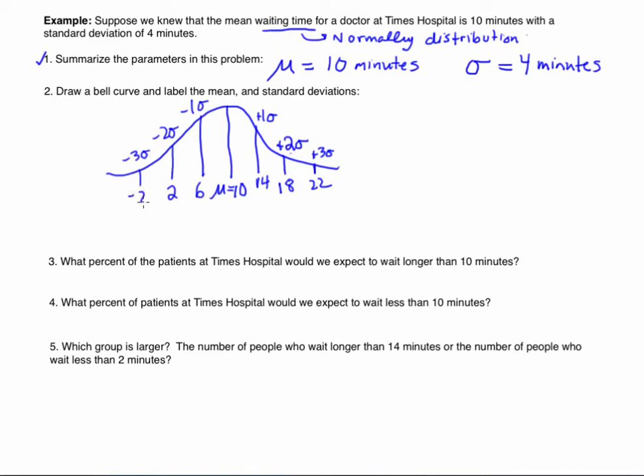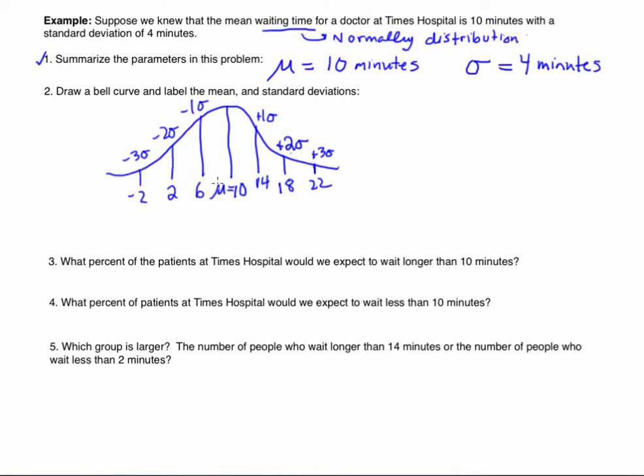This isn't very practical, is it? It's not going to make sense to have a waiting time of negative 2 minutes. So at this point, it's not very practical. However, everything else seems to make sense. We have a mean of 10. If we go 1 standard deviation to the right, we're at 14. If we go 1 standard deviation to the left, we're at 6.